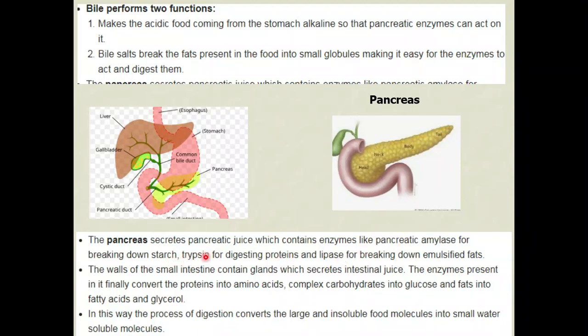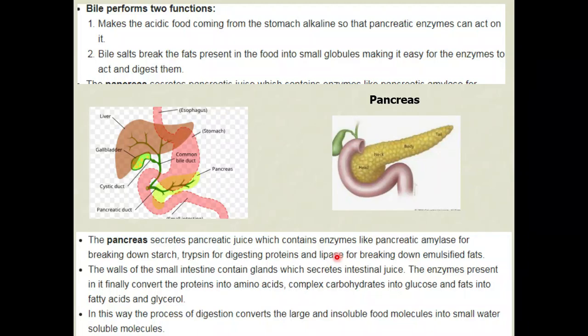So pancreatic amylase will break down the remaining starch, trypsin will break down the remaining digested protein, and lipase will be converting the emulsified fat. Emulsified fat is nothing but foam-like structures. So the large fat molecules will be converted into smaller fat globules by the bile juice. This process is called emulsification. So the emulsified fat will again be converted by the lipase into simpler substances, that is glycerol and other oil items.